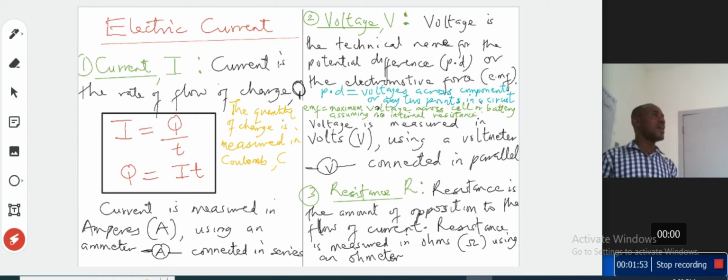Metals and graphite. You know, graphite is the only non-metal that conducts electricity because of the arrangement of the valence, the free electrons in between layers. All right, so that's about current electricity.